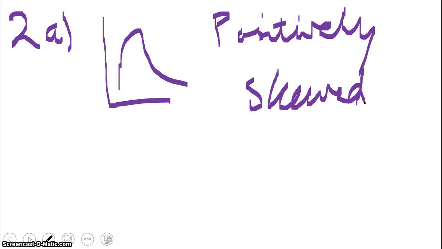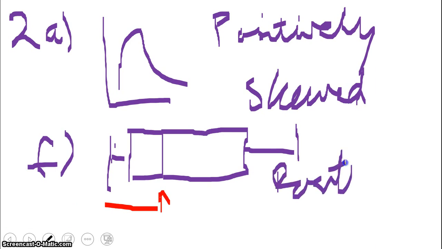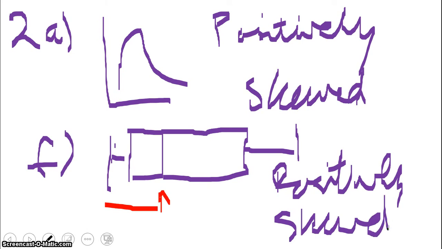I'm going to actually have a go at 2F as well. You're given a box and whisker plot. Now the box and whisker plot's interesting. Remember way back when we did these, we said that this is the median. So that means that there's half the scores on this side. So if I was to draw that in a graph like 2A, it would almost look exactly like 2A. So once again, what we can do is say that that one is positively skewed. Once again.